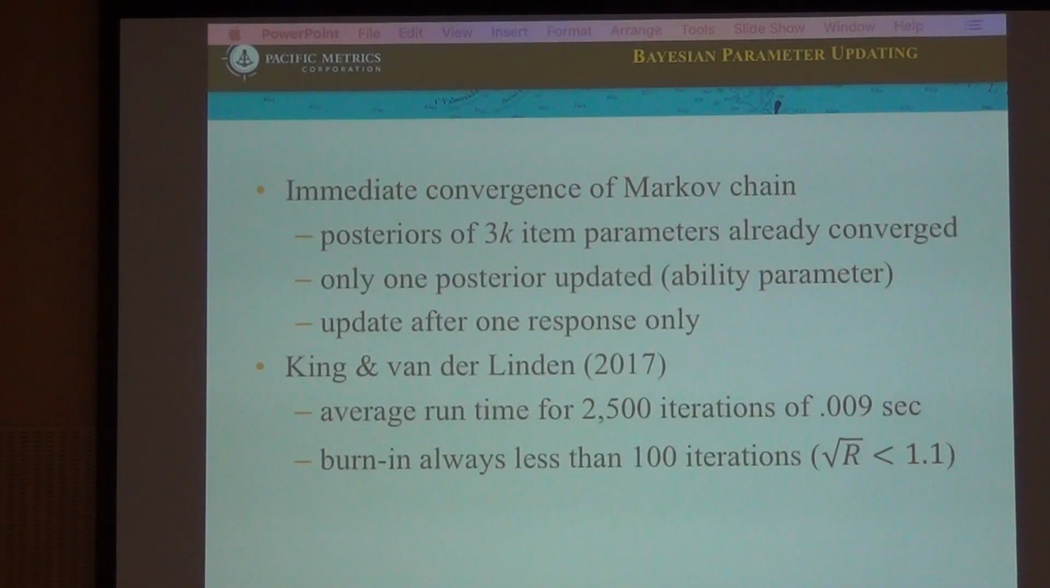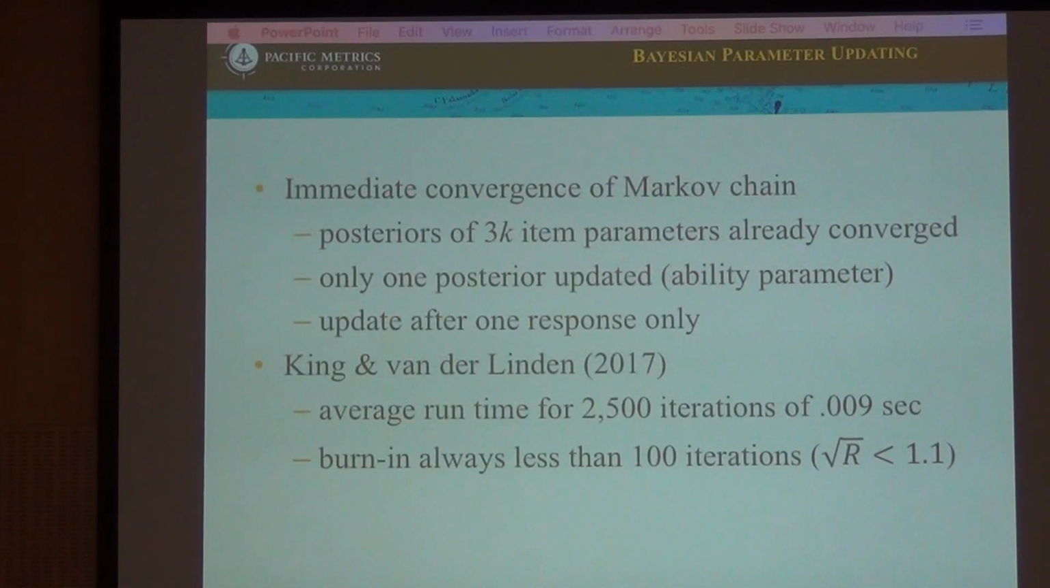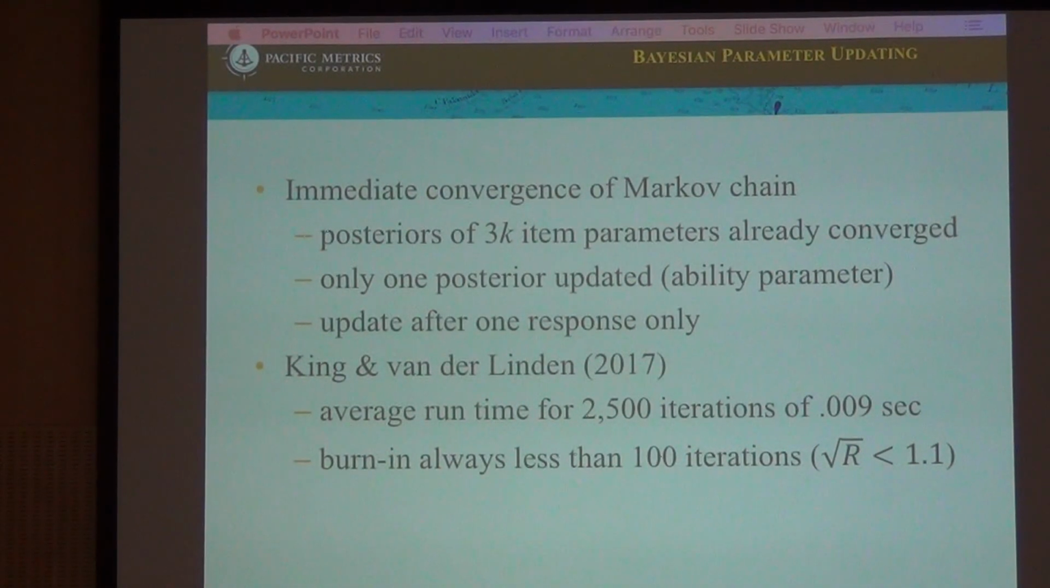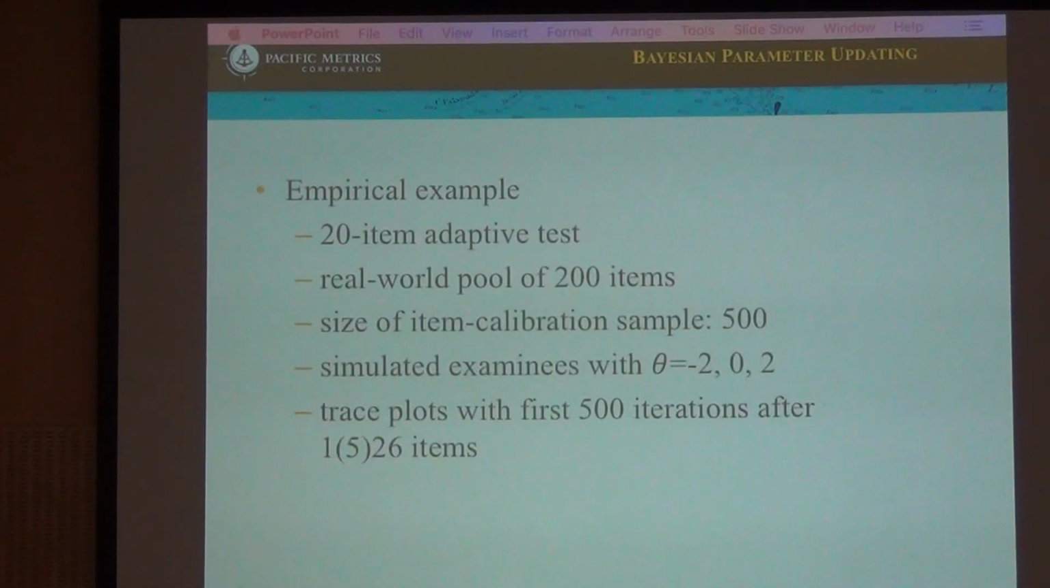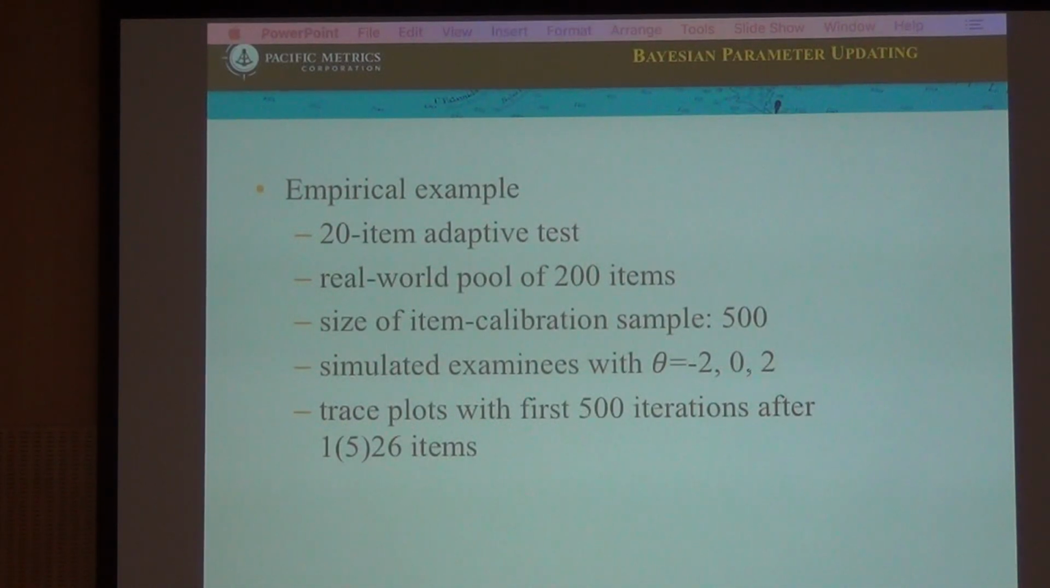And David King and I have done some study here. For instance, for the average runtime of 2500 iterations of your sampler, which is way too much, 9 milliseconds to reach convergence. And the convergence is always less than 100 iterations. Here's an example. A 20-item adaptive test, real-world item pool, 200 items. Calibration sample size 500, which is not big, but so what? We acknowledge the uncertainty, so there's no bias.